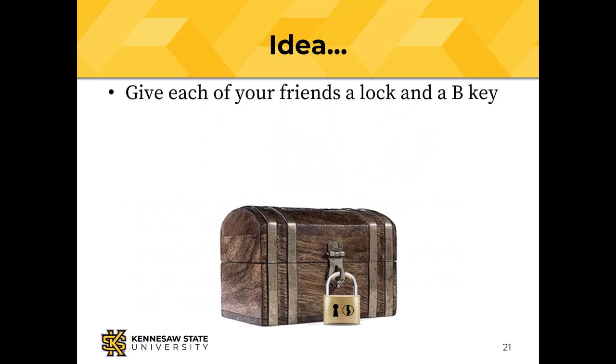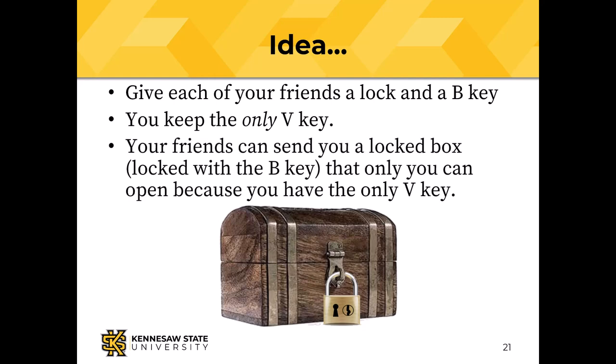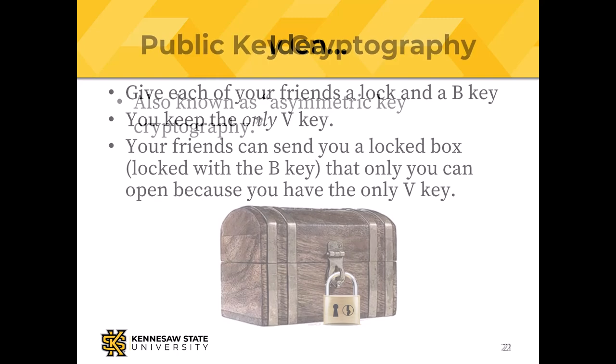So, the idea is I give each of my friends one of those locks. They're all alike. And I give each of my friends that Baker key. I keep the only Victor key. My friends can now send me a locked box, which they locked with that Baker key, and I'm the only one who can open it because I've got the only Victor key. This is very cool. Now my friends can communicate with me secretly.